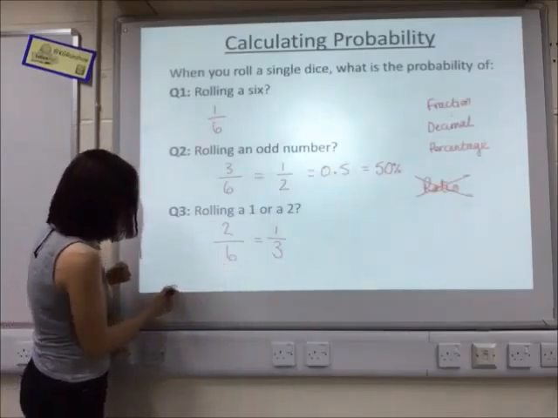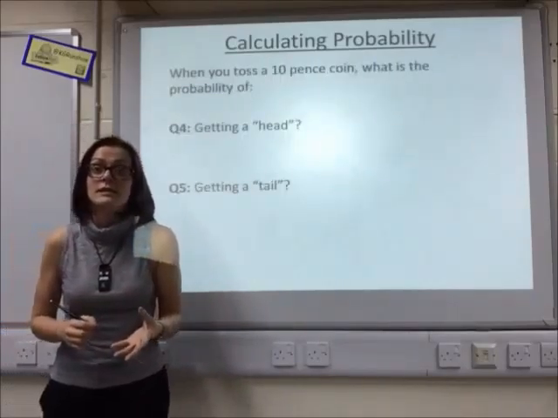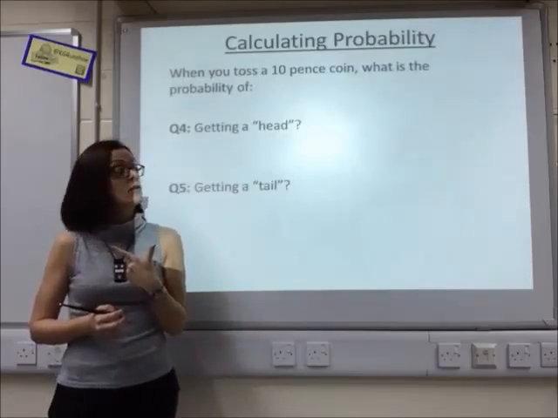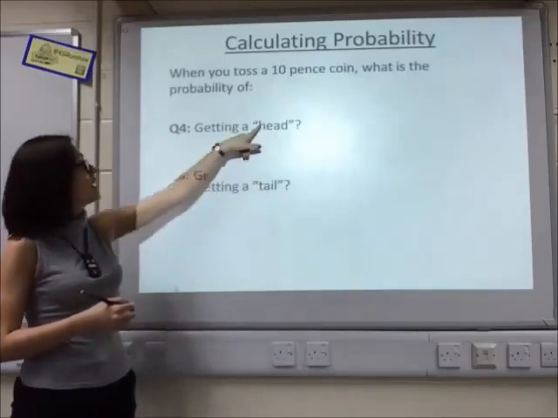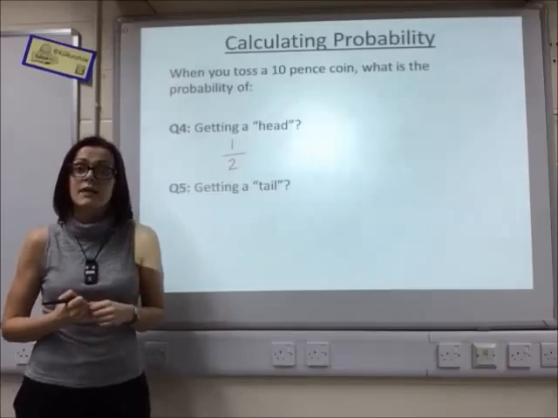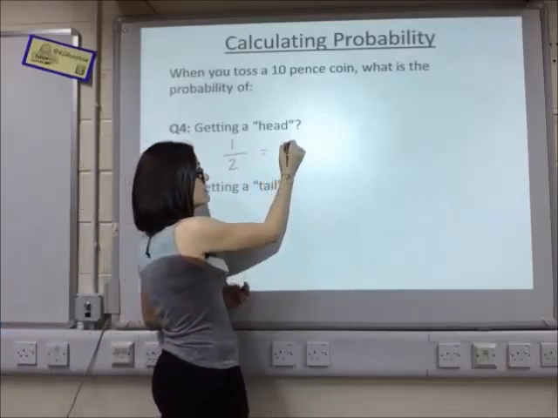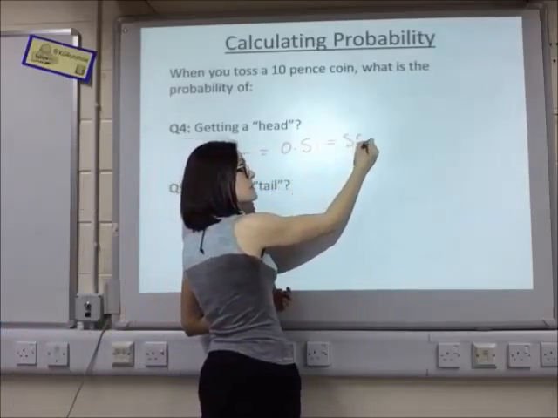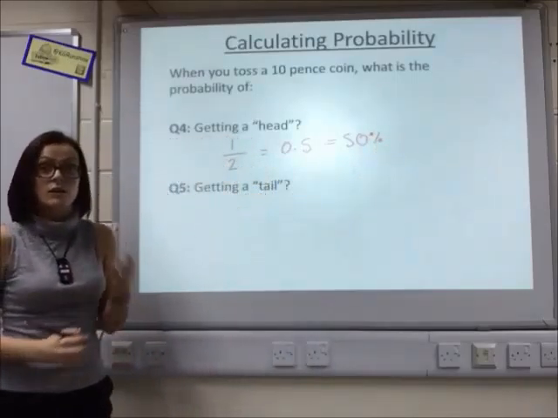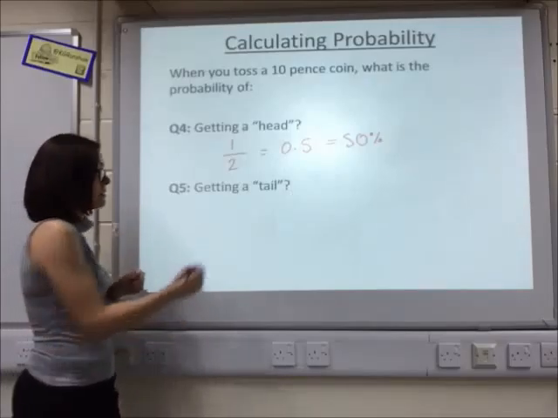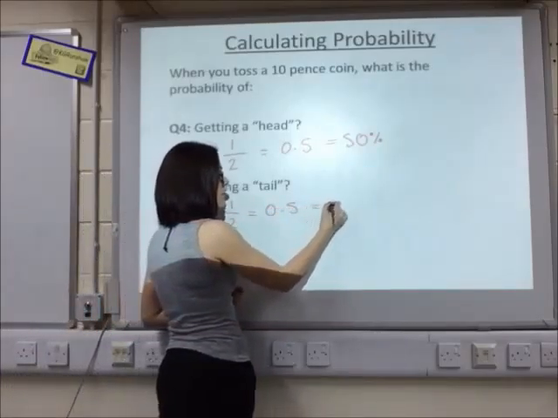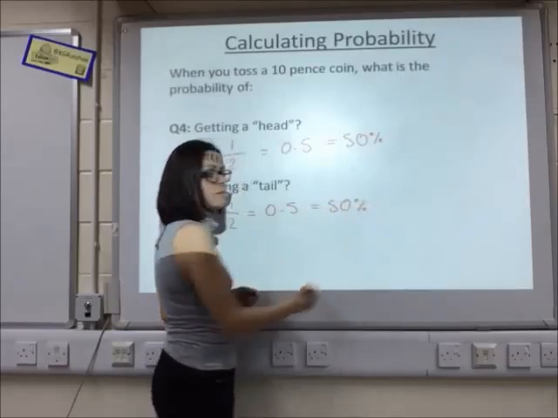So, you've then got the option of throwing a coin instead. So when you toss that coin, you can get a head, you can get a tail. There's only 2 things that could possibly happen. It could land on heads, and there's 1 head on that coin, and there's 2 sides to that coin altogether. So it's a half, or it's 0.5, or it's 50%, whichever one you prefer. And the same again, getting a tail, well, there's 1 tail, and there's 2 sides to the coin, so it's the same thing. 1 out of 2, 0.5, or 50%.